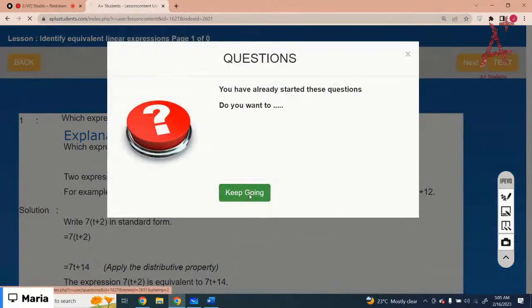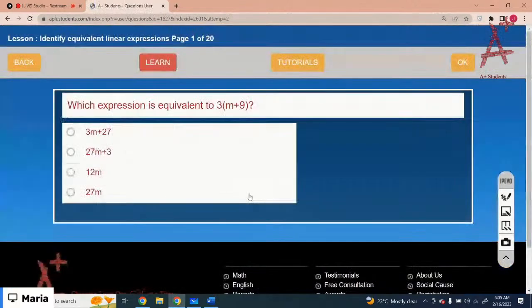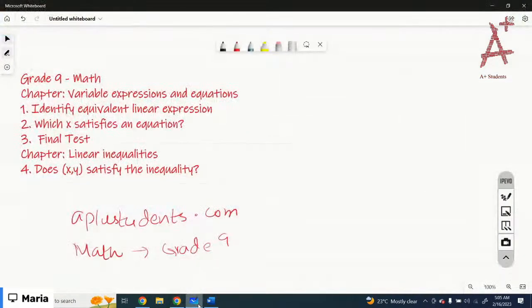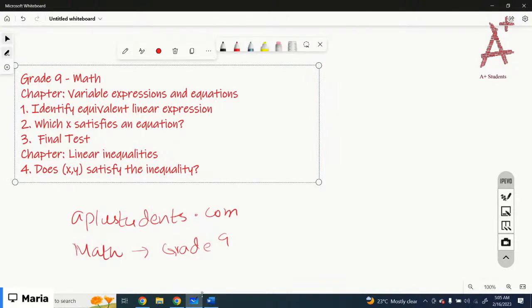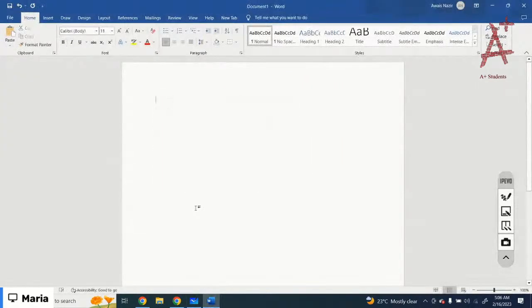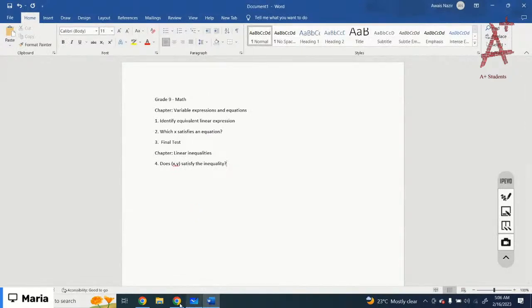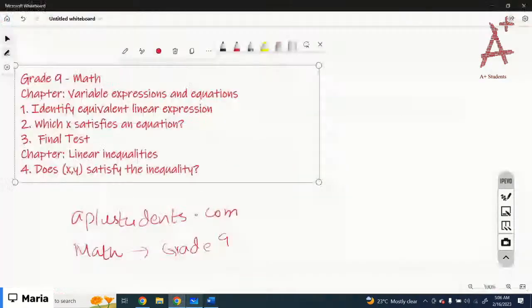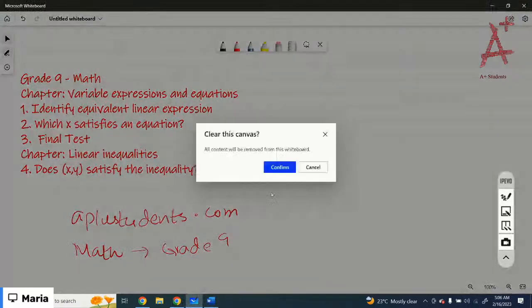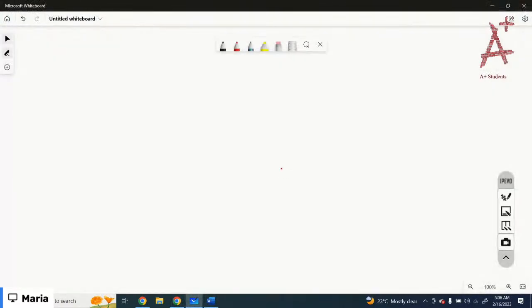So let's just start with the test questions. Okay, let's just start with the first one. Which expression is equivalent to 3 times (m plus 9)? Okay, let me just write it down on the board. So it is 3 times (m plus 9). So just convert it into the standard form.